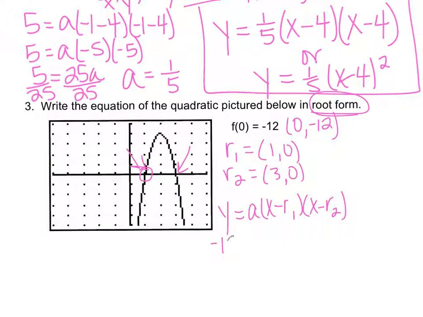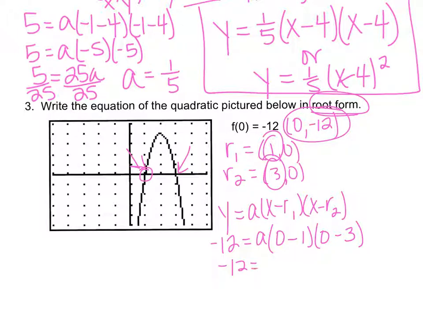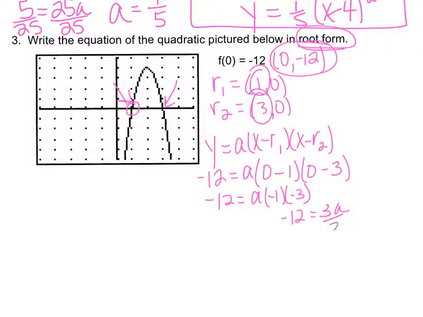So y is -12. We're looking at this point here. Equals a, and then x is 0 minus R1, which is 1, and then x is 0 minus R2, which is 3. So we should get -12 equals a times -1 times -3. So we're going to have -12 equals 3a. And then solving for a, we get a equals -4.